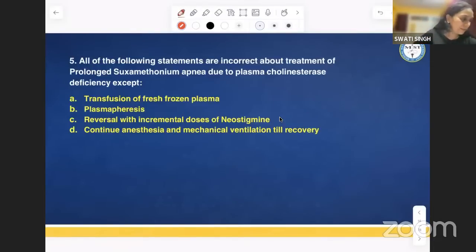All of the following statements are incorrect about treatment of prolonged Suxamethonium apnea due to plasma cholinesterase deficiency, except. So all are incorrect means which is correct treatment. So simple. What is treatment of Suxamethonium apnea? This is the question in one line. So I'm waiting for the answer. Put the answer in the chat box. Yes, guys, put the answer in the chat box.